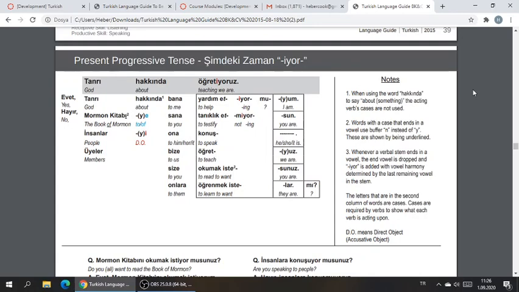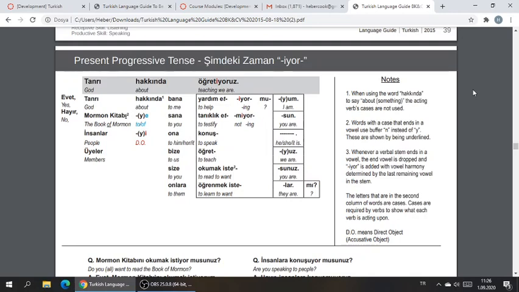So the subject would be biz. It's invisible in this sentence. And then we're talking about the object, which is God here. We have the preposition hakkında, and then the verb at the very end, which is conjugated for we. Öğretiyoruz.